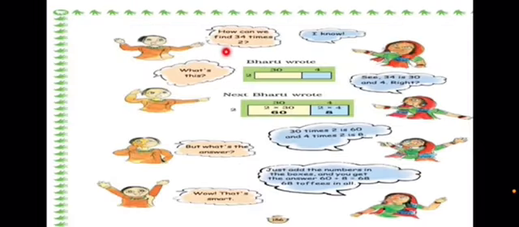How can we find 34 times 2? So Bharti wrote 30 and 4 separately. So now here we are using the method of partition. That is, 34 is equal to 30 plus 4. So here we have made 30 and 4. So 2 multiplied by 30 is 60 and 2 4s are 8. So now we need to add 60 and 8. So 30 times 2 is 60 and 4 times 2 is 8.